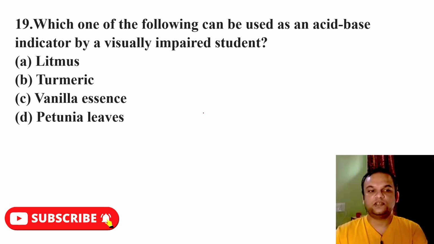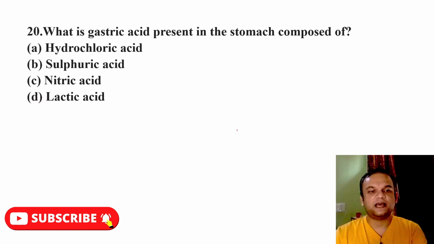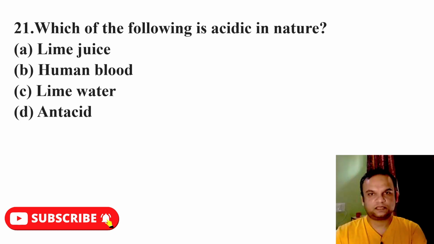Next question is, which one of the following can be used as an acid base indicator by a visually impaired student? See students, a visually impaired student can use his other senses, and here vanilla essence has a very strong smell, and that is why vanilla essence can be used as an indicator. Next question, what is gastric acid present in the stomach composed of? Gastric acid contains hydrochloric acid. Our next question is, which of the following is acidic in nature? Out of all these, lime juice will be more acidic in nature.